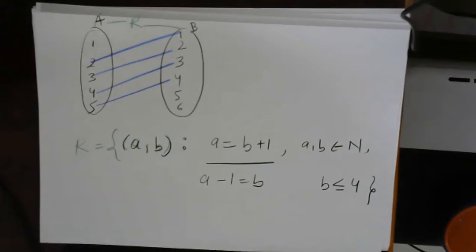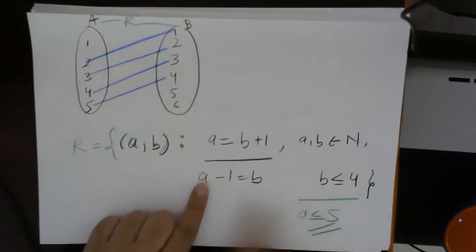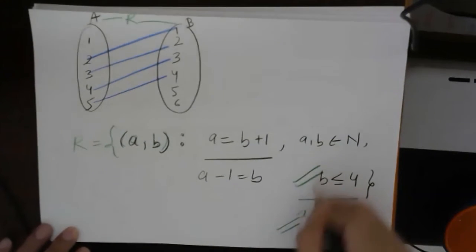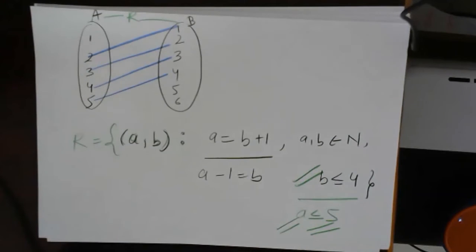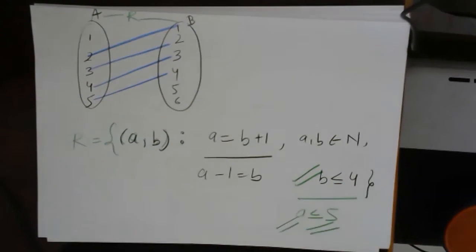Or you can write A is less than equals to 5. A is less than equals to 5, that is also correct. For A also, A is less than equals to 5 is also correct, because if A is taking 1, B will become 0, which is not possible. Right, very good. Both are correct. Fine. A is less than equals to 5 or B is less than equals to 4, both will give you exactly the same result.